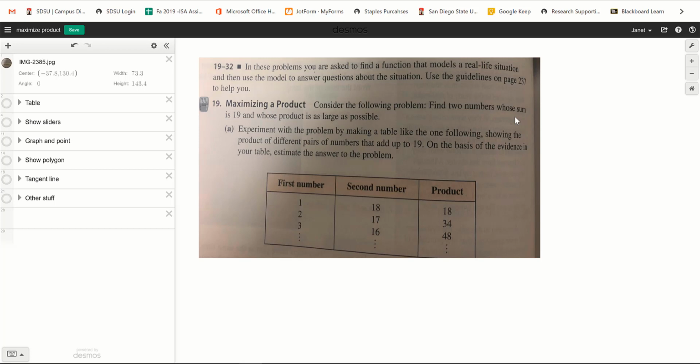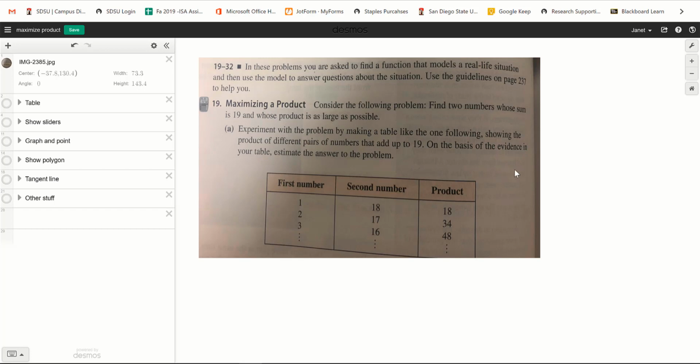Maximizing a product. Consider the following problem. Find two numbers whose sum is 19 and whose product is as large as possible. Experiment with the problem by making a table like the following, showing the products of the pairs that add up to 19. On the basis of this evidence, estimate the answer to your problem.